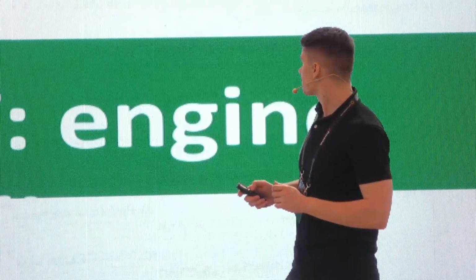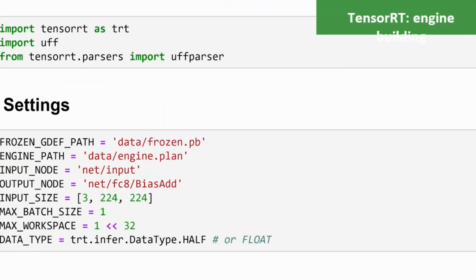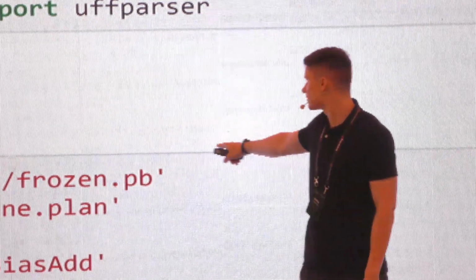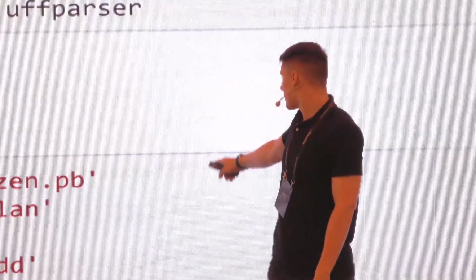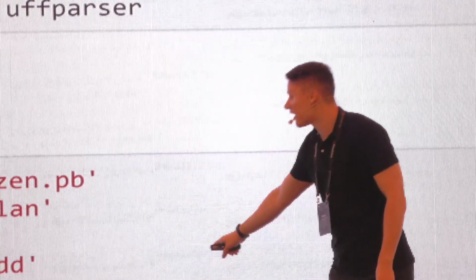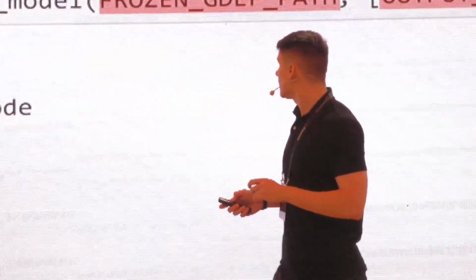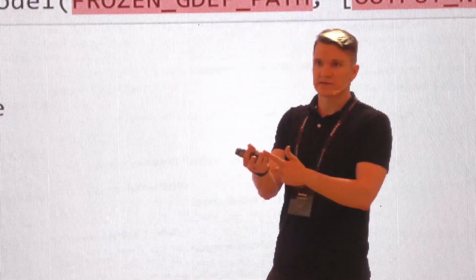How can we do that? Well, let's run TensorRT optimization. First, engine building. Not so many important things here, but the main thing is that we just need to specify the path to our frozen graph. And the second important thing is that we will use data type half. It means FP16, floating point 16.